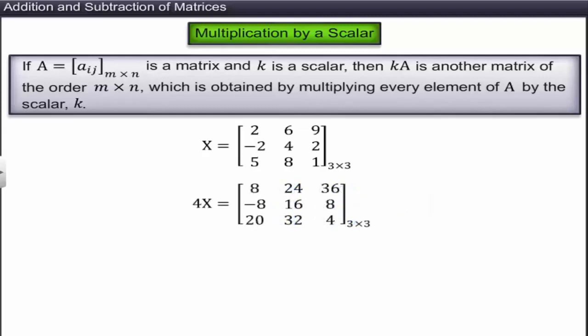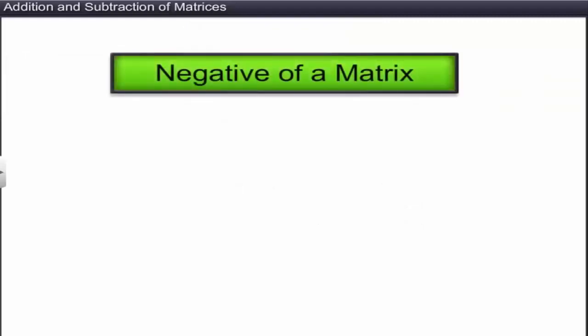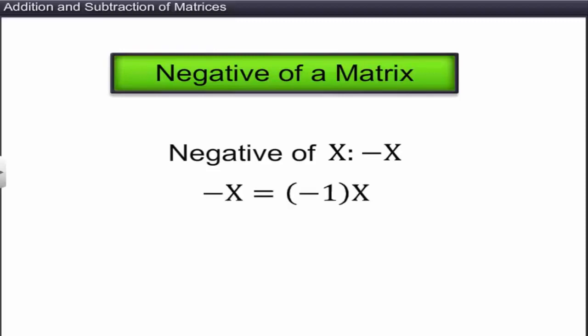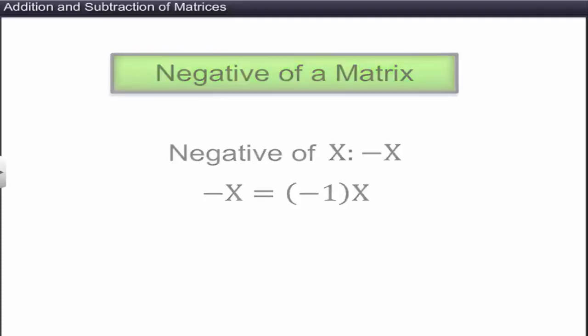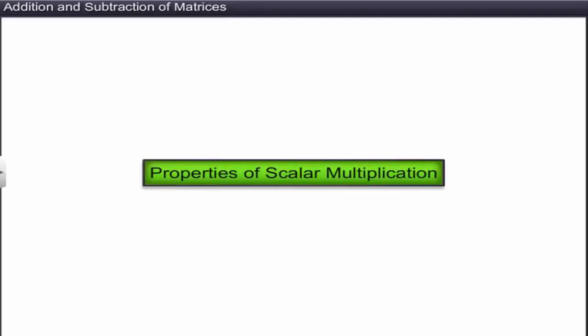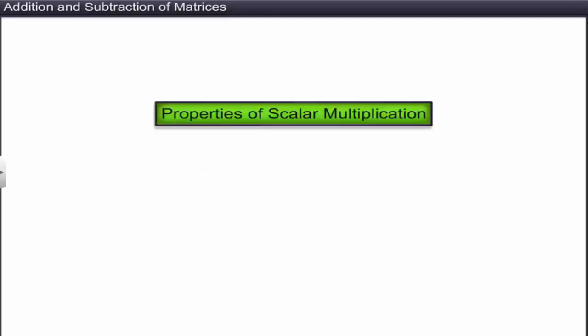The resulting matrix is 4X as shown. Based on the multiplication of a matrix by a scalar, we can define the negative of a matrix. The negative of a matrix X is defined as minus X. The negative of a matrix X is obtained by multiplying it with the scalar minus 1. We will now see some properties of scalar multiplication.